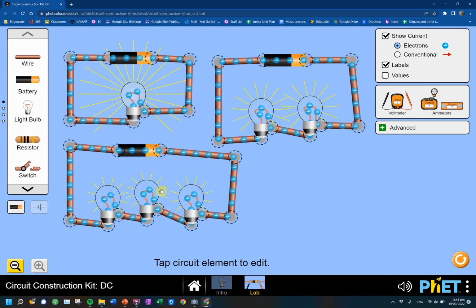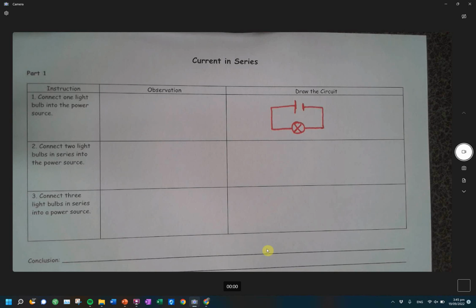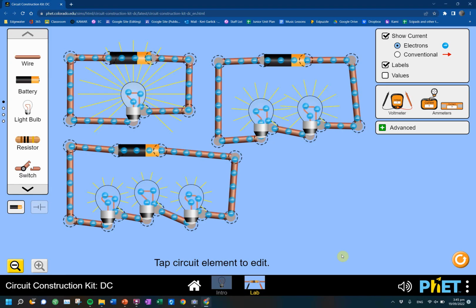All right, so this is looking at this last one here: connect 3 light bulbs in series to a power source. I've done that. We have 3 light bulbs. Again, I want you to make some observations, and you can compare the 3 light bulbs to the 2 light bulbs to the 1 light bulb. So what do you notice when you see that an additional light bulb has been added? And then the other thing I want you to do is draw the circuit for that as well. So the Edpuzzle will pause to give you some time just to draw and make some observations.